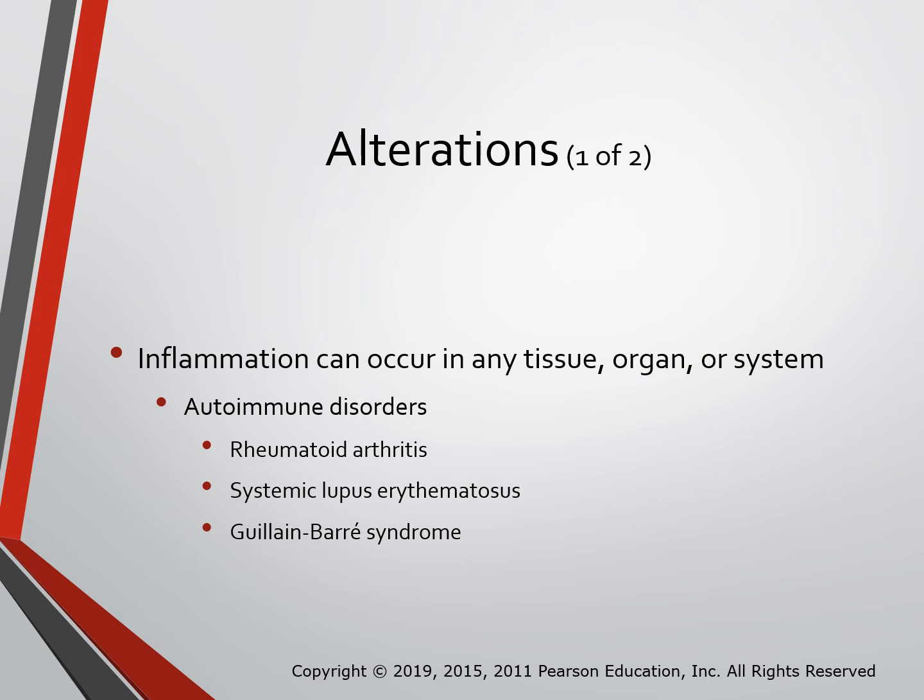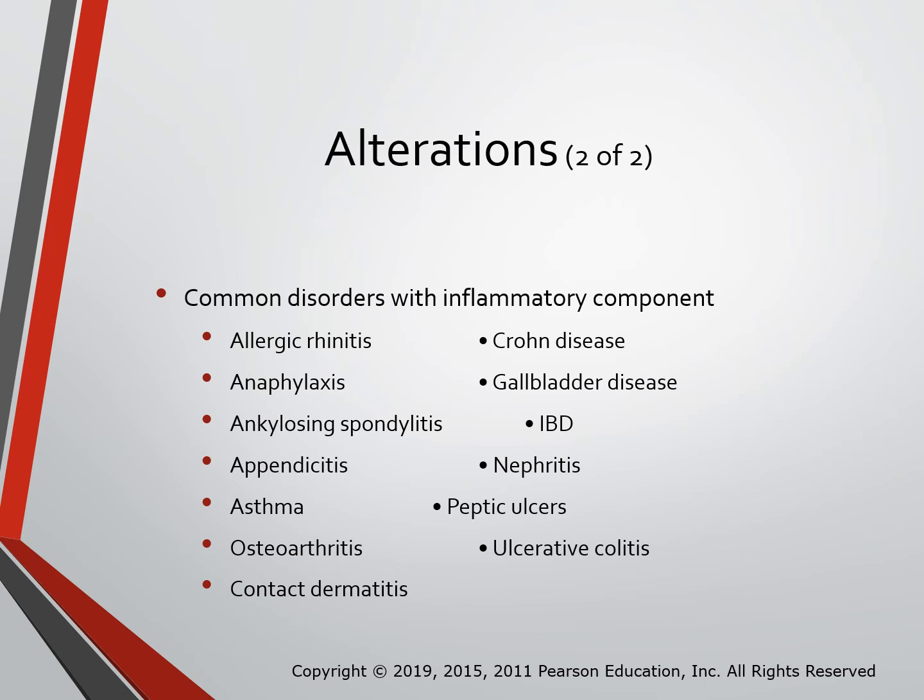Rheumatoid arthritis, systemic lupus erythematosus, or SLE, Guillain-Barré syndrome are just a few examples. Additional disorders that involve an inflammatory component are allergic rhinitis, anaphylaxis, ankylosing spondylitis, appendicitis, asthma, osteoarthritis, contact dermatitis, Crohn's disease, gallbladder disease, inflammatory bowel disease, nephritis, peptic ulcers, and ulcerative colitis. So you see a lot of things can cause this response to occur.